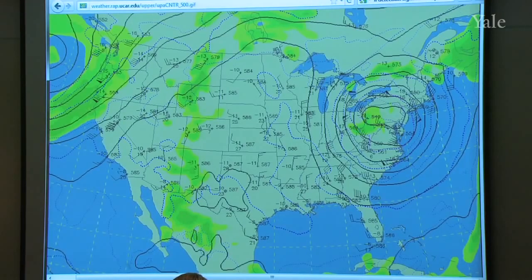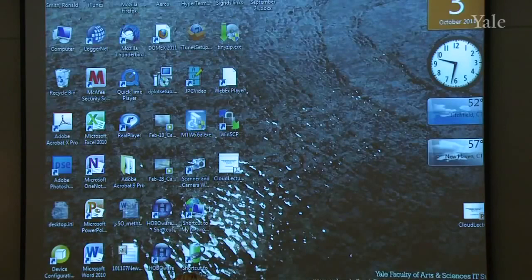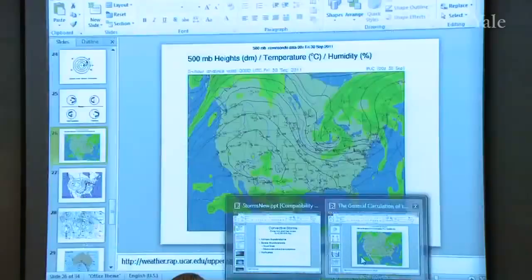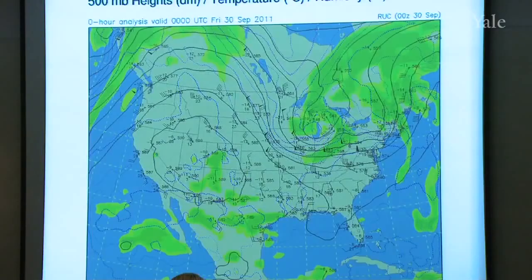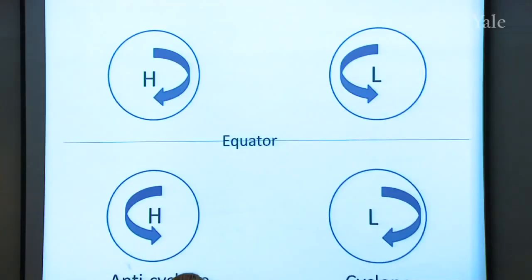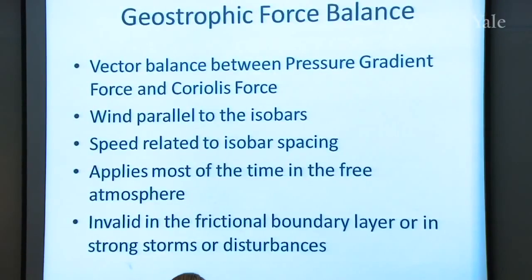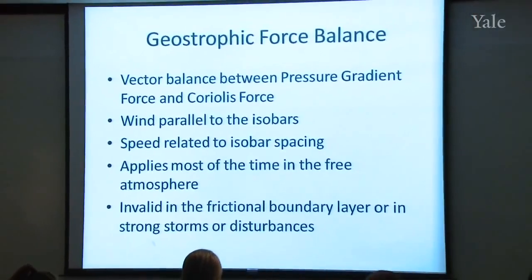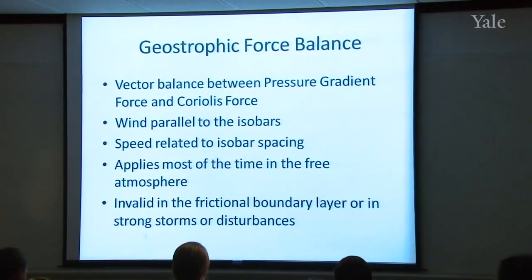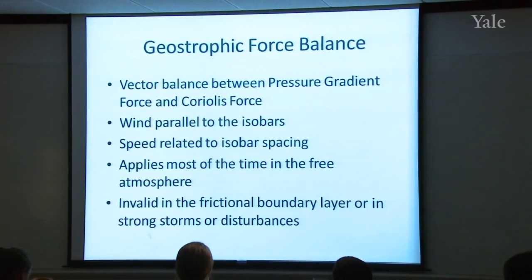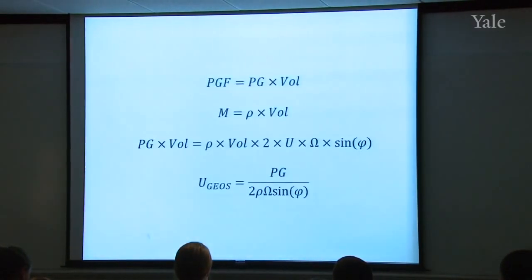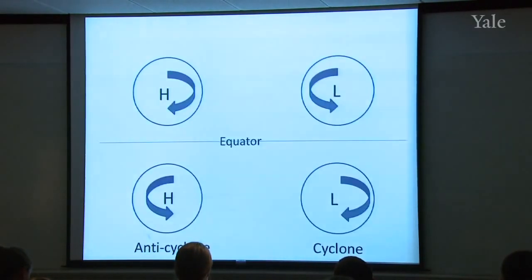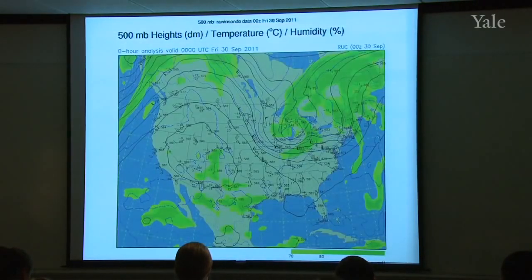Let me just get rid of this and go back to where we were. Yeah, let me just go back for a second. So we're in the geostrophic discussion. I showed you these little bullet points about geostrophic force balance, these formulas we went through. This is the map that I showed you last Friday. This was from that moment. And of course, things have changed a bit between now and then.